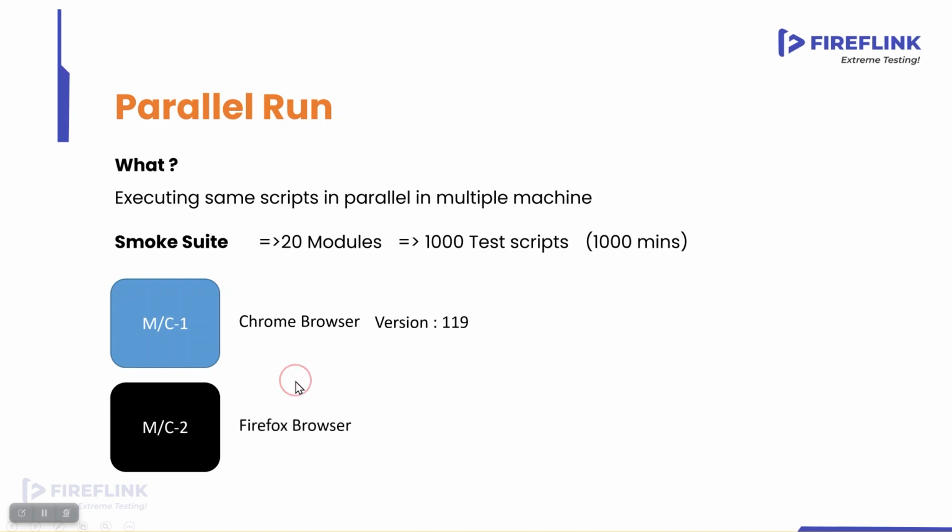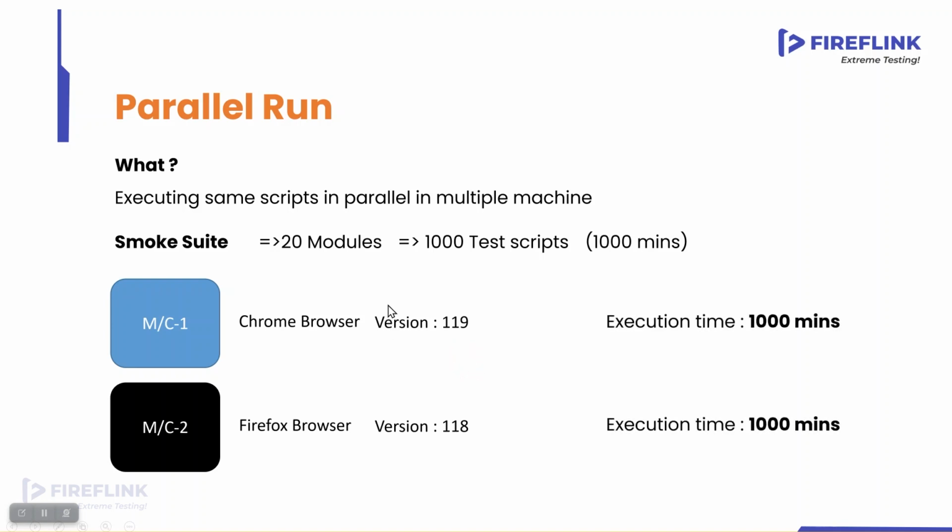In machine number 2 I will select the Firefox browser, version 118, because these are two different machines, two different computers. In the first computer I'll select Chrome, and in the second computer I'll select Firefox, with these respective versions. Now I will assign all the 1000 scripts to both machines. So what will be the execution time? Machine 1 will take around 1000 minutes and machine 2 will take 1000 minutes, but these 1000 minutes are executing in parallel because I have selected two machines.